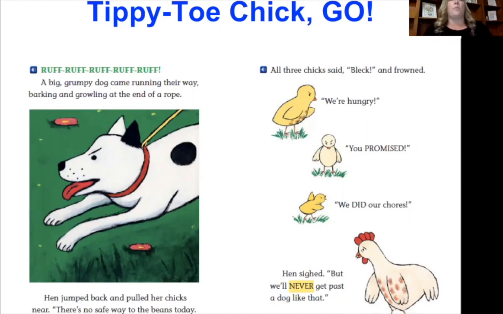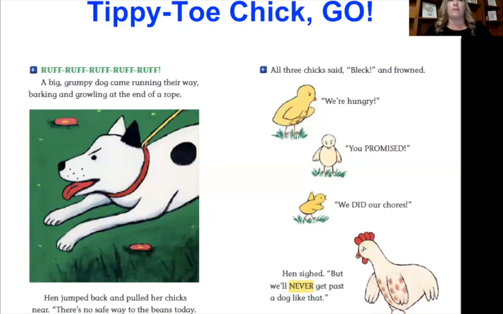Hen jumped back and pulled her chicks near. There's no safe way to the beans today. We'll just have to wait for chicken feed. All three chicks said blech and frowned. We're hungry. You promised. We did our chores.